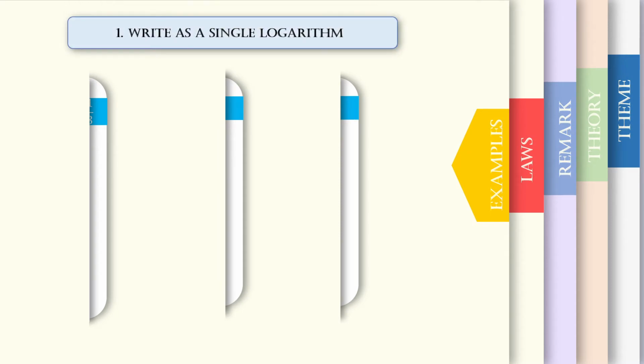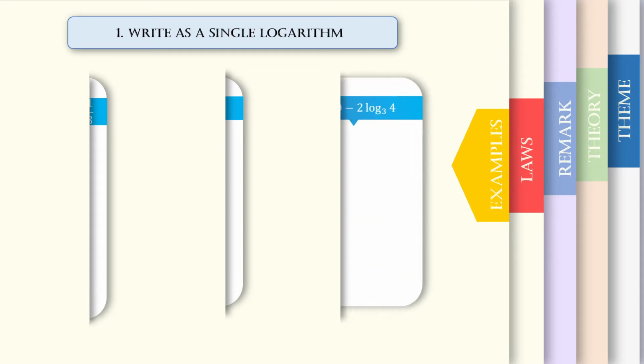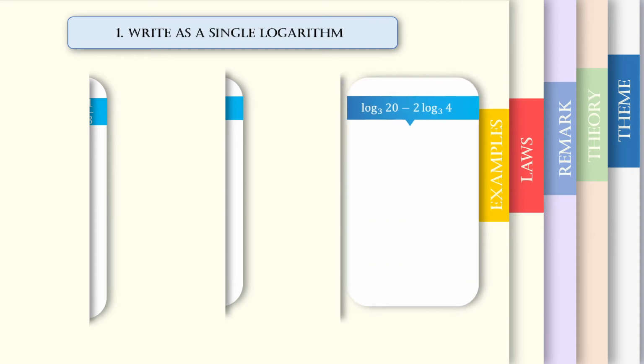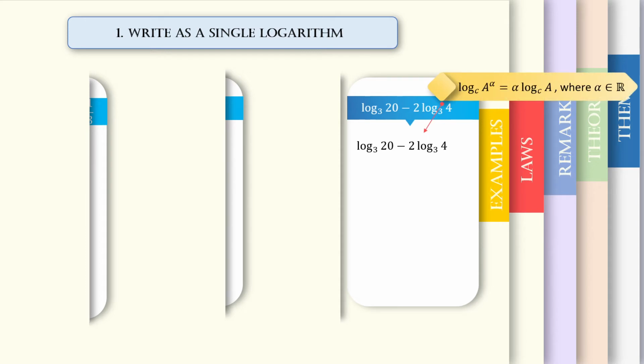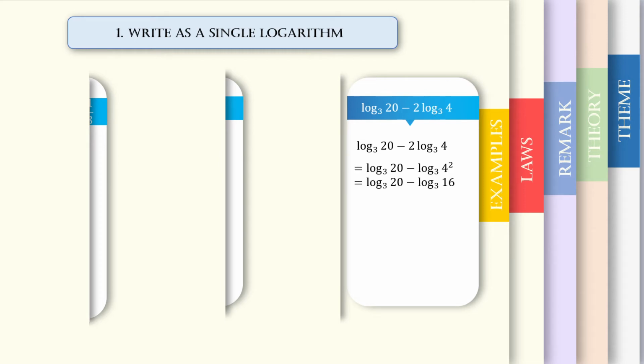First exercise. Write as a single logarithm: logarithm base 3 of 20 minus 2 logarithm base 3 of 4. So here, firstly, we will apply this law, or this property of logarithm, and we will bring 2 as the exponent to 4. By using the property that was mentioned, we will have logarithm base 3 of 20 minus logarithm base 3 of 4 to the power 2. It is known that 4 to the power 2 is equal to 16, so we get logarithm base 3 of 20 minus logarithm base 3 of 16.